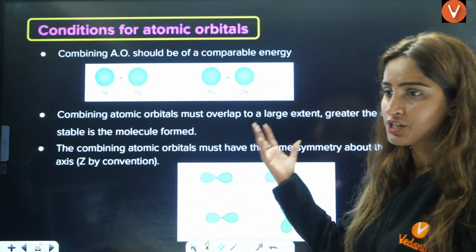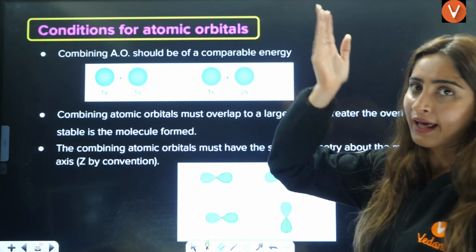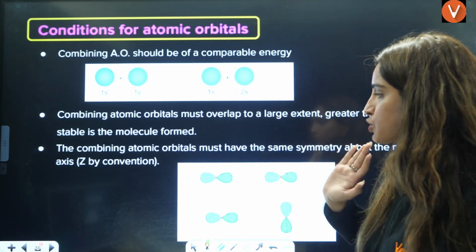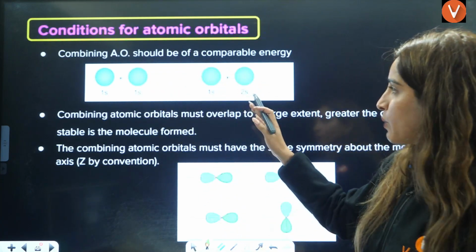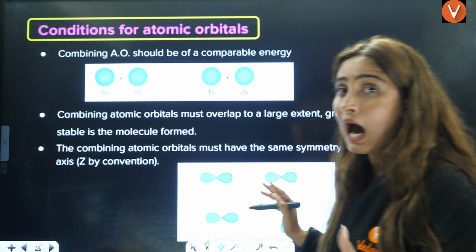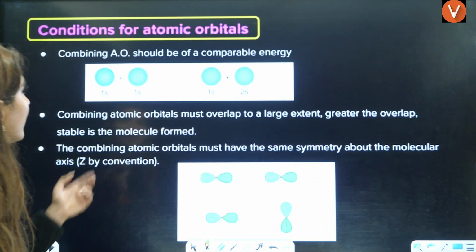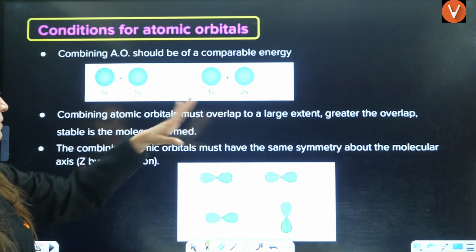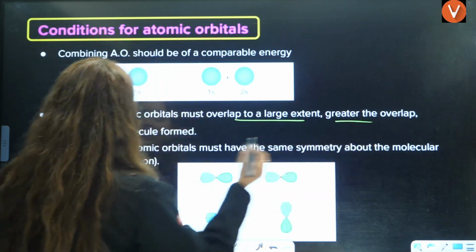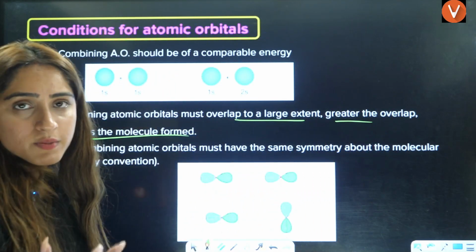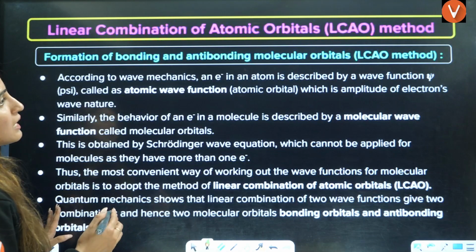Now, if you talk about the conditions here, you don't have to go through them in detail, just focus on the concept and then directly switch to the questions. I'll give you the conclusion of this: they should align together like 1s with 1s, 2s with 2s. Combining atomic orbitals should have comparable energy. Combining atomic orbitals must overlap to a large extent. Greater the overlap, maximum overlap means a good molecule will be formed here. A stable orientation should be good.